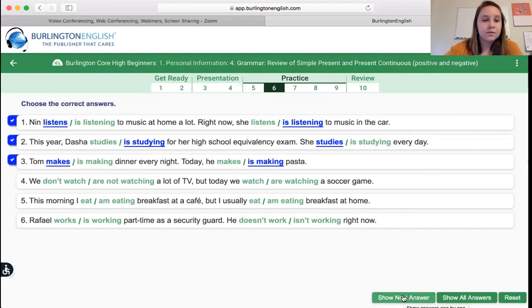Number 4, we don't watch a lot of TV. That's regularly. We don't do that. We don't watch a lot of TV. But today, we are watching a soccer game. Right now, today, we are watching a soccer game. This morning, I am eating breakfast at a cafe. So this morning, right now, I'm eating breakfast at a cafe. But usually, regularly, I eat breakfast at home.